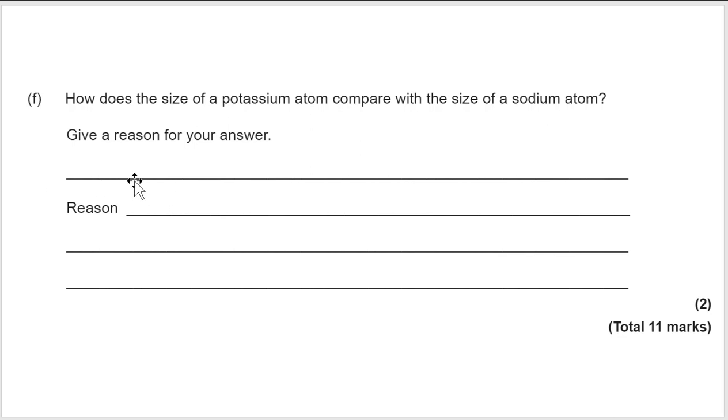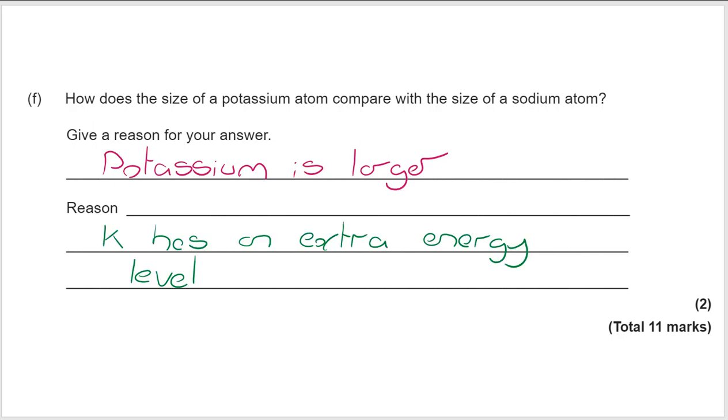On to part F. How does the size of a potassium atom compare with the size of a sodium atom? Potassium is larger, is what we're looking for, and the reason is that potassium has got an extra energy level, meaning that the outer electron is further from the nucleus. Therefore, bigger atomic radius, bigger atom. And that takes us to the end of the question.